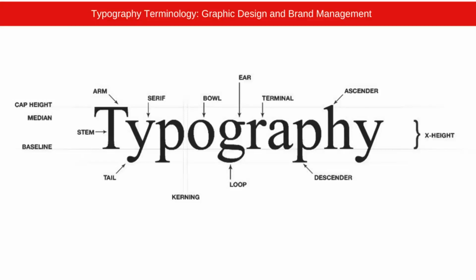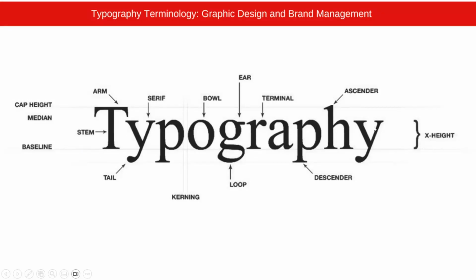Now let's talk about terminology. There are a lot of different terminologies. Not all of them are crucial, but we'll go over some of the more important ones. The x-height basically refers to the height of the letter x for any font when it is not capitalized. The baseline refers to the starting point for any font, the baseline from where the font grows.